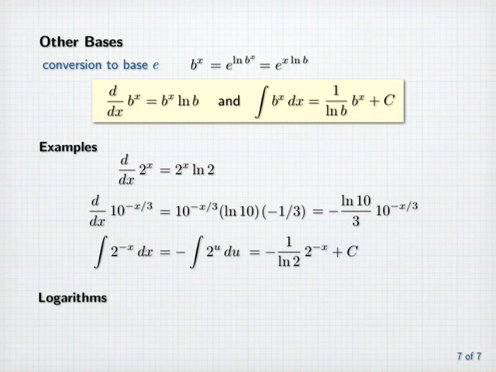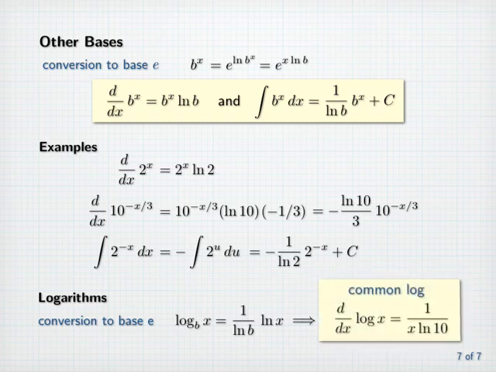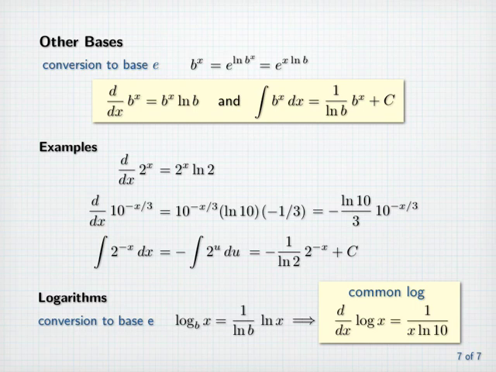Logarithms. The key to dealing with other base logarithms is a basic conversion formula with which we can convert to the natural logarithm. That formula is log base b of x equals natural log of x divided by natural log of b. So the derivative of log base b of x with respect to x is equal to 1 over the natural log of b times 1 over x, or 1 over x times the natural log of b. Notice in particular that for the common log, or log base 10, we have the derivative with respect to x of common log of x equals 1 over x times the natural log of 10.